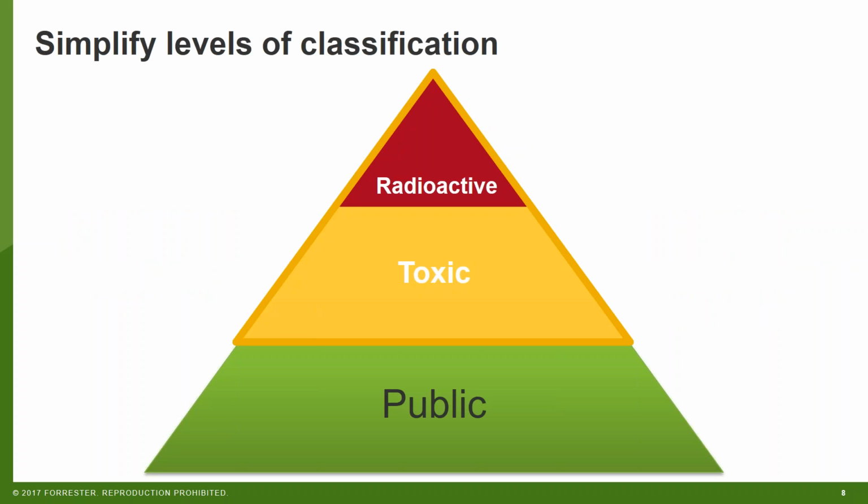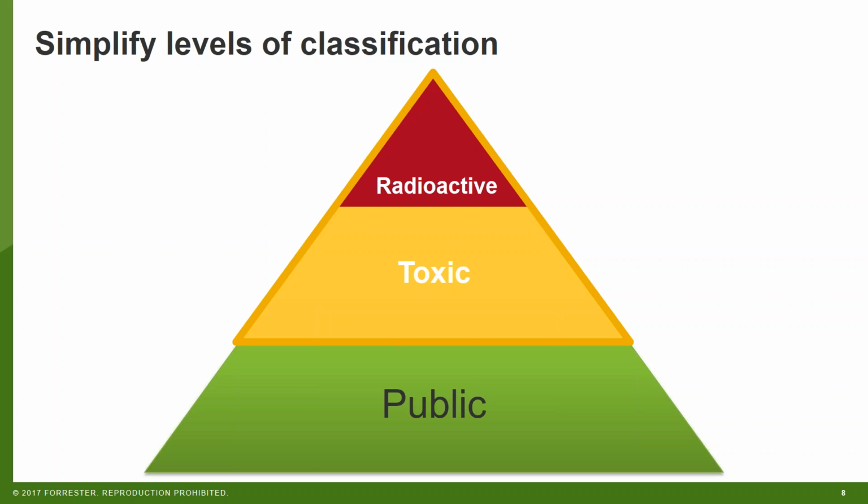So we're talking about simplifying these levels of classification. Going back to that equation earlier of toxic data, just imagine that is that bigger orange triangle up top that encompasses both radioactive as well as toxic. In some cases you could think of toxic data as your internal data. The radioactive stuff is the really super highly sensitive stuff. Perhaps this is where PII ends up. For example, this is where intellectual property ends up as well.